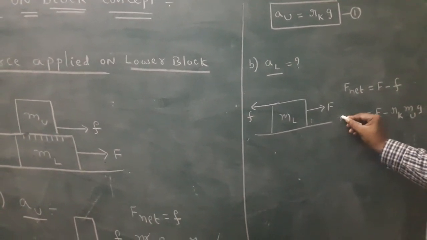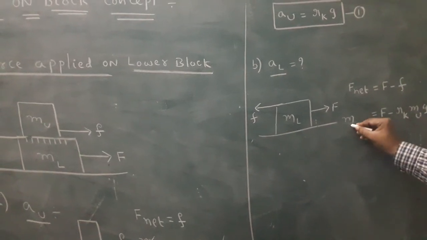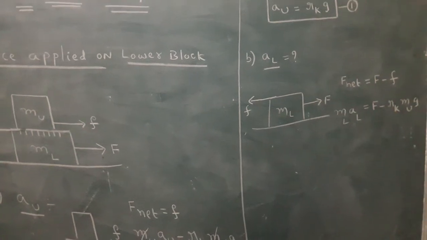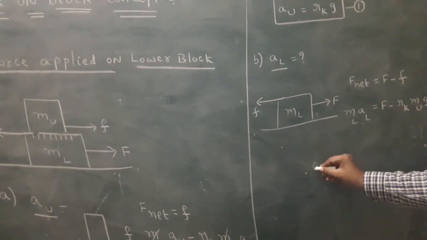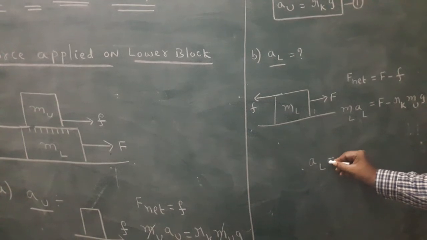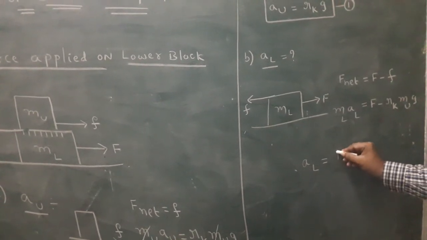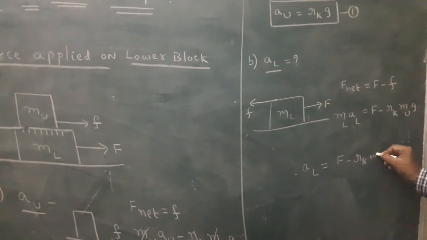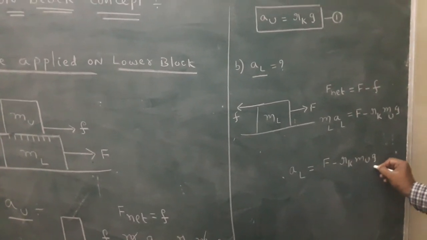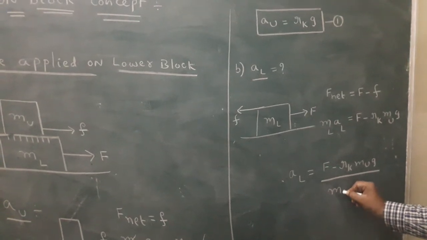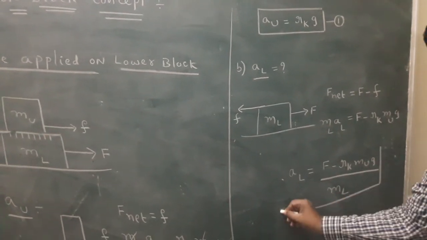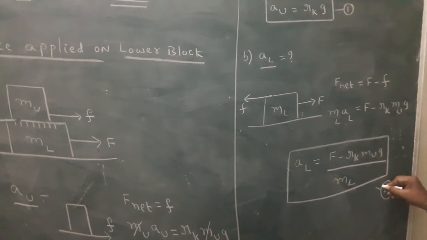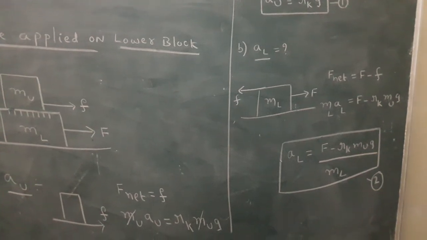F net, Newton's second law, ma. Mass of the lower block, acceleration of the lower block. According to this situation, what is the formula for the acceleration of the lower block? F minus mu k mu g by ml. This is the formula for acceleration of the lower block. Equation number 2.